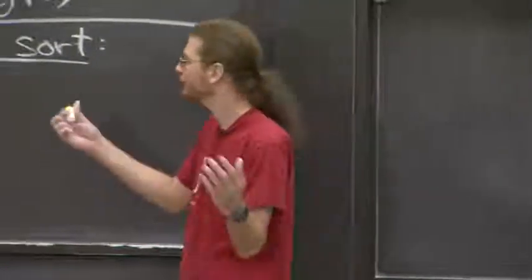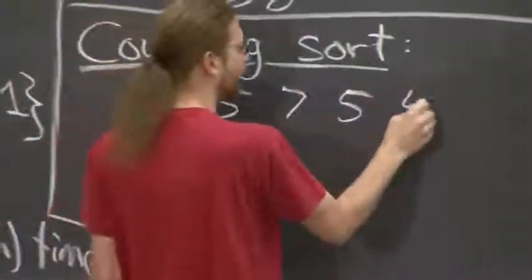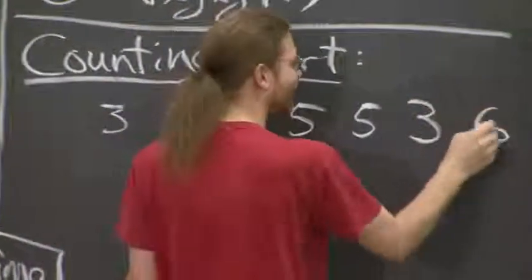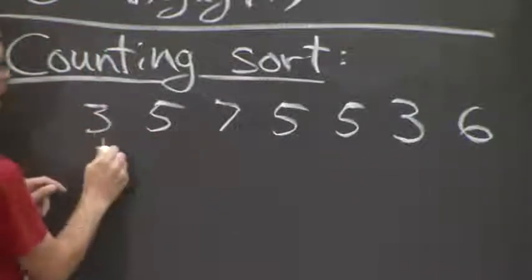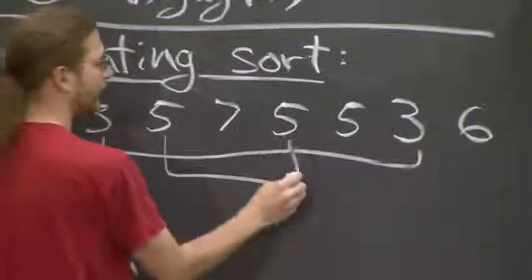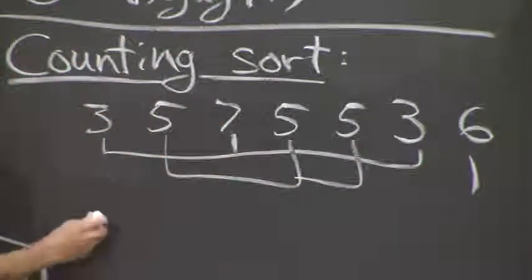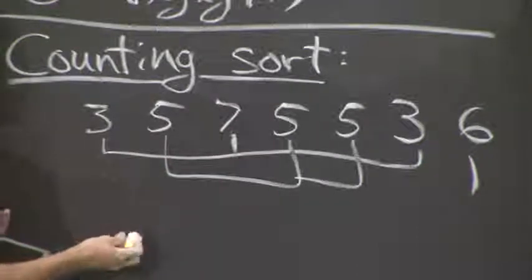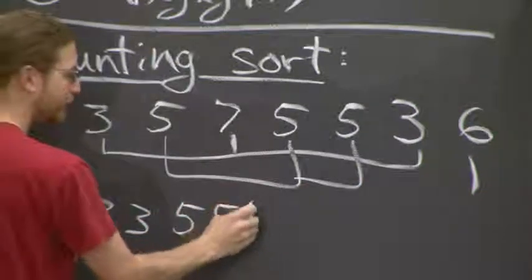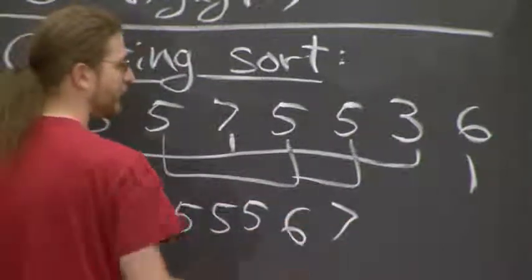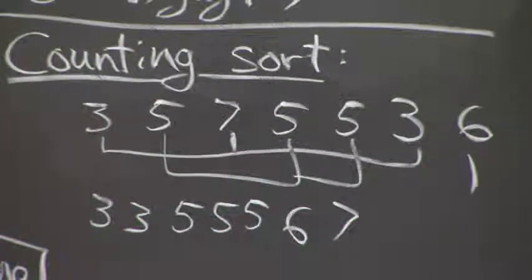So imagine I give you a bunch of keys like 3, 5, 7, 5, 5, 3, 6, whatever. I'd like to run through this array and say, I see there are 2 3s, and there are 3 5s, and there's 1 6, and 1 7. So how do I sort it? Well, I'd like to say, the 3 is the smallest key. And there's 2 of them, so I'll write 2 3s. Then there's 3 5s, so I'll write 3 5s. And then there's a 6, and then there's a 7. That's the intuition. Now, how do I do that with an algorithm?